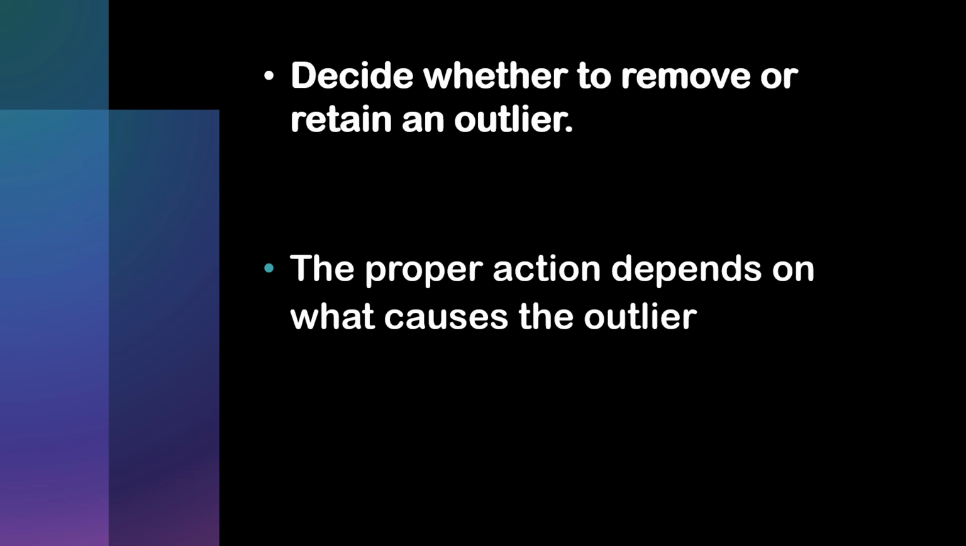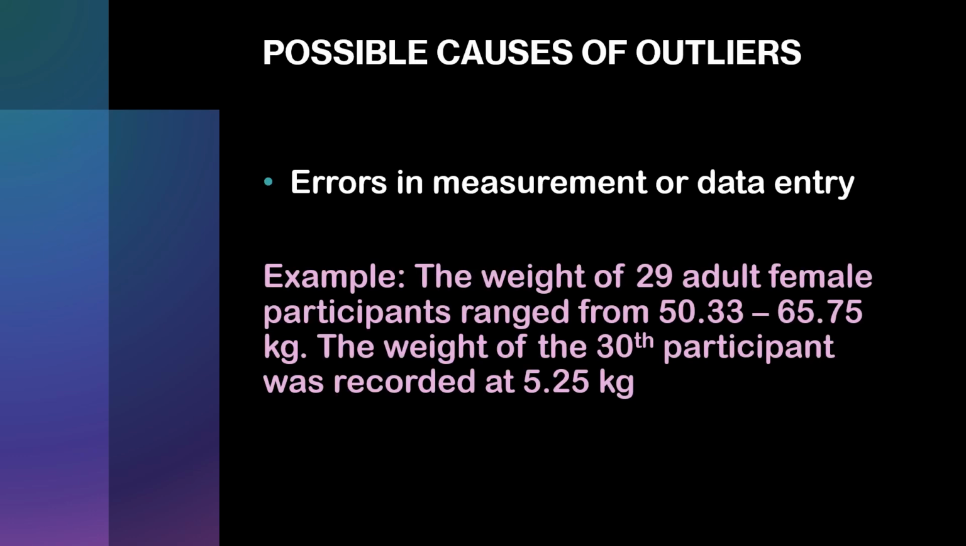What do you do when there is an outlier? You have to decide whether to remove or retain it, and the proper action depends on what causes the outlier. What are the possible causes of outliers? First is errors in measurement or data entry.